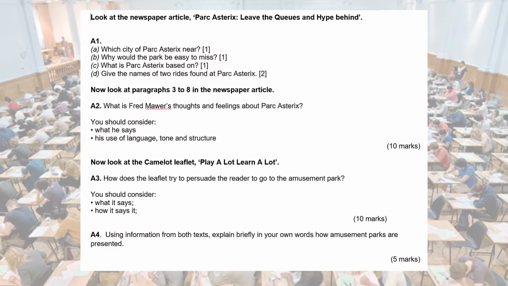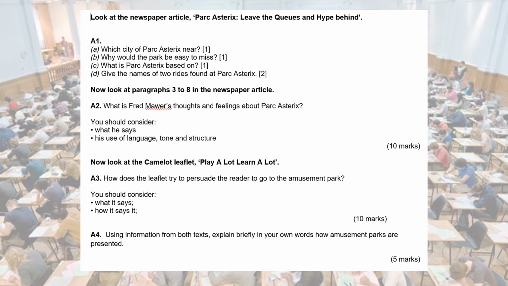Now let's take a look back at the exam paper with a focus on question 1. Question 1A, B, C and D are all worth a very small number of marks. You can see the 1, 1 and 2 in brackets on the screen. It's those numbers that tell us how many marks the question is worth.